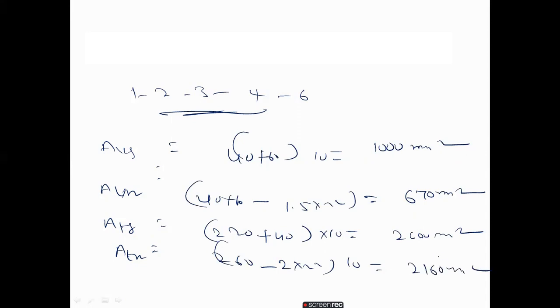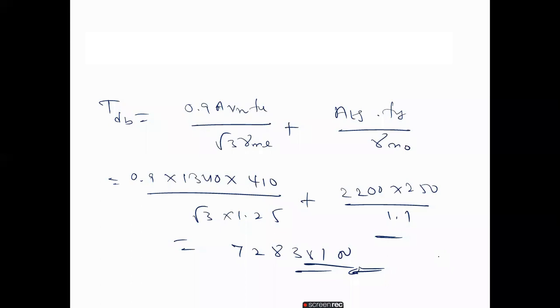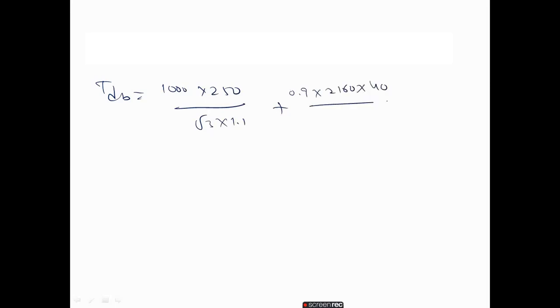So now if substitute in the same formulas, whatever we got TDB and TDB both values, okay, the values we got finally, the TDB value equal to 1000 into 250 by root 3 into 1.1 plus 0.9 into 2160 into 410 by 1.25, you will get the answer 768848 newtons.